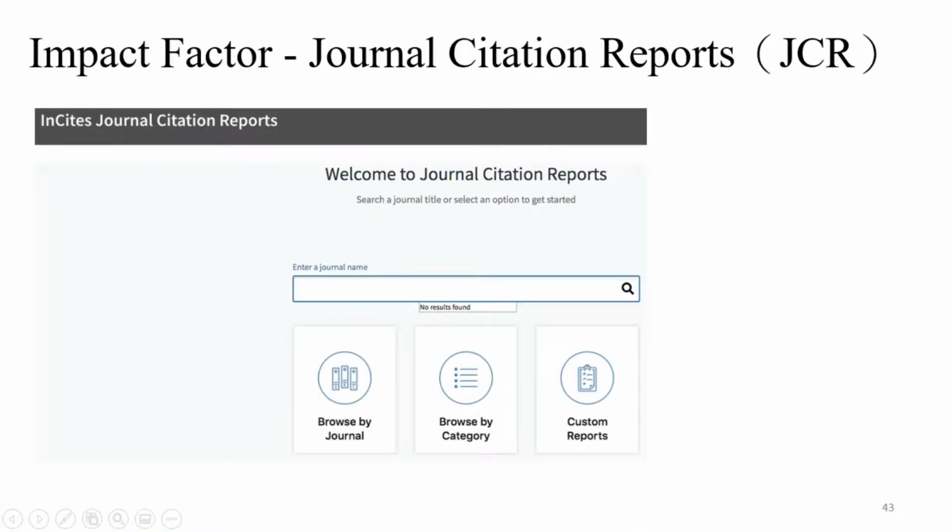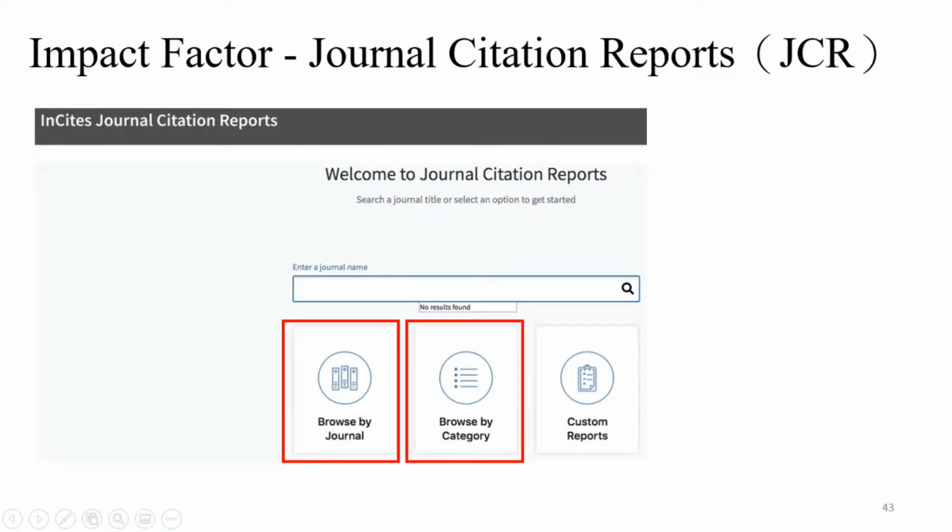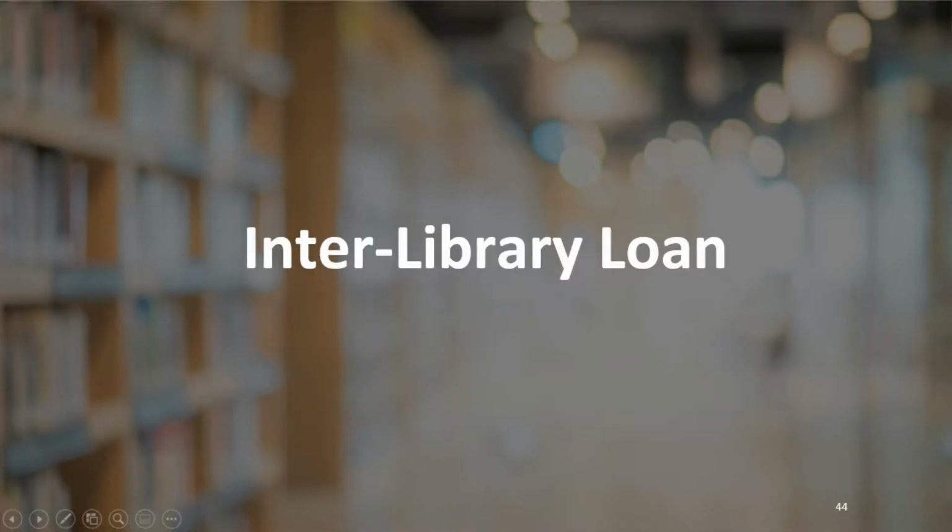Journal Citation Reports is quite convenient database for researchers to check journals' impact factor and rank. You can browse by journal or browse by category. Next, we are going to briefly introduce interlibrary loan.